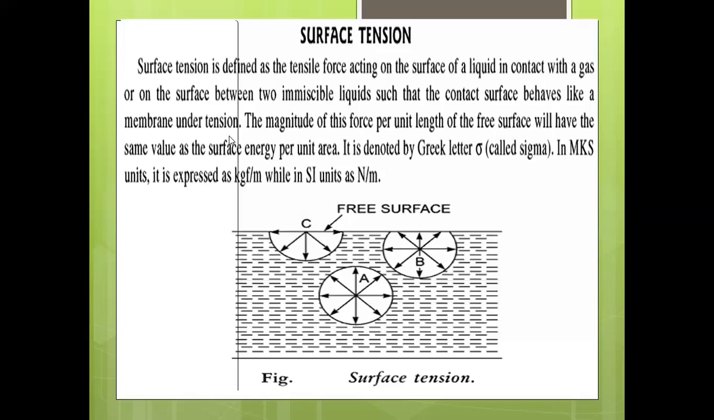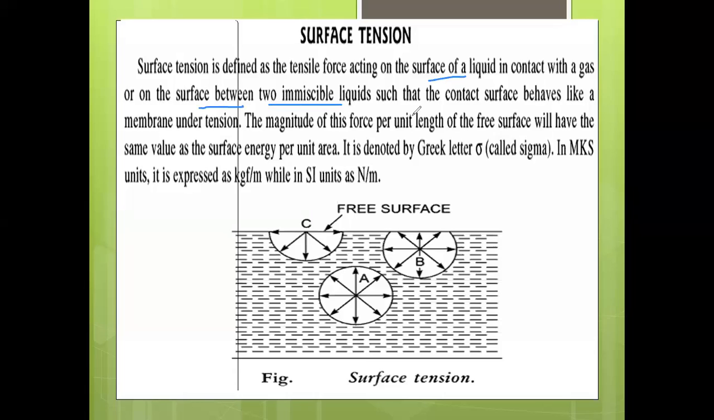So what is surface tension and why does it happen? What is the main reason behind surface tension? So let us understand it. Surface tension is nothing but a tensile force acting on the surface of the liquid in contact with the gas or on the surface between two immiscible liquids.